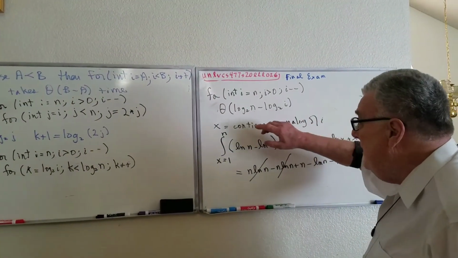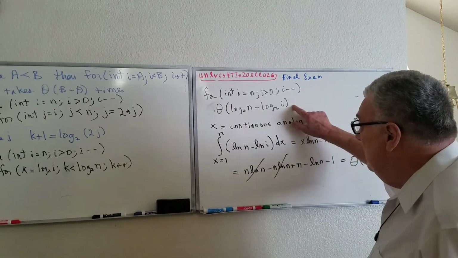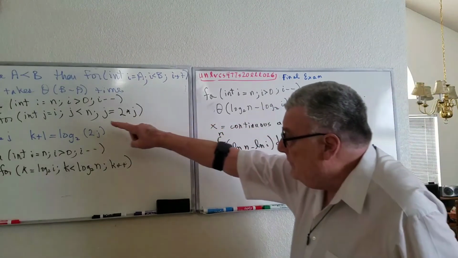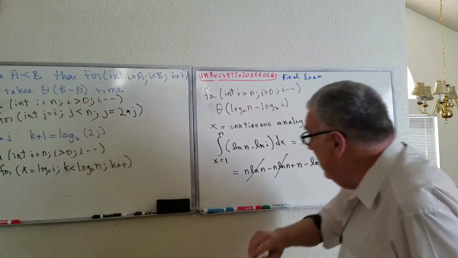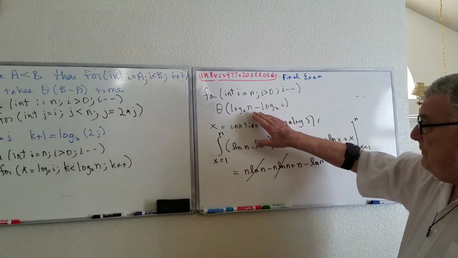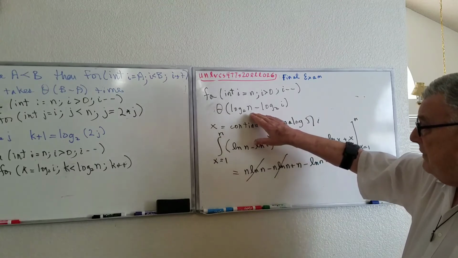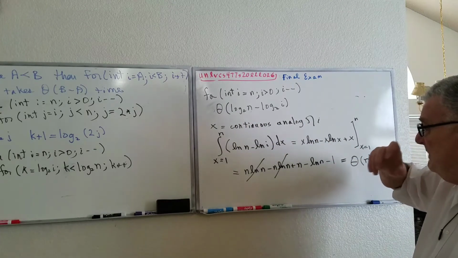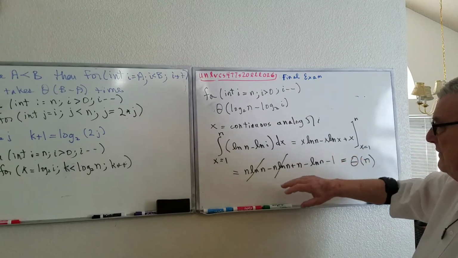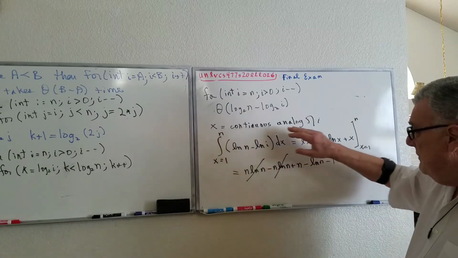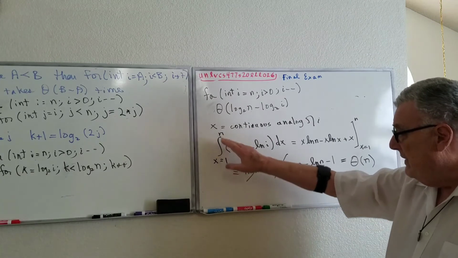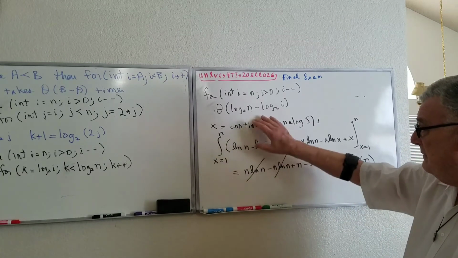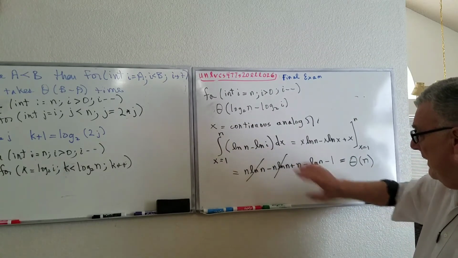We'll apply that not to the outer loop, but to the inner loop. And so the inner loop runs from log i to log n, so therefore that total there is theta of log n minus log i. Now, we're going to do it by integration. We'll let x be the continuous analog of i. So we integrate x from 1 to n of log n minus log x dx.